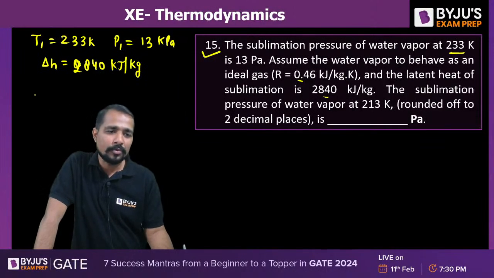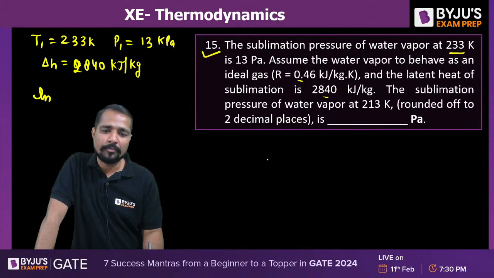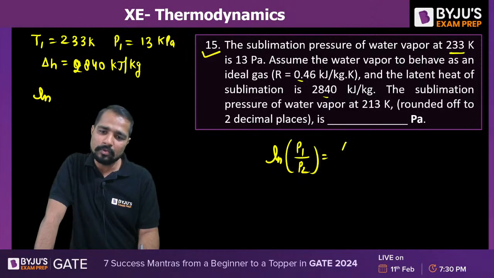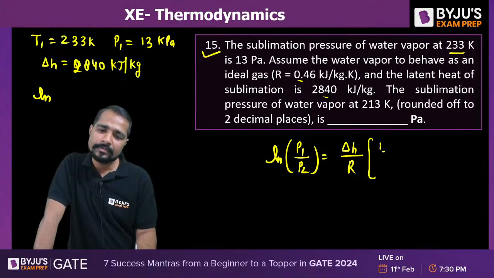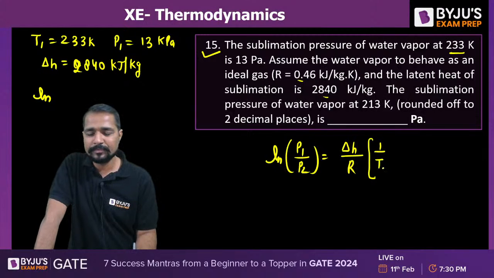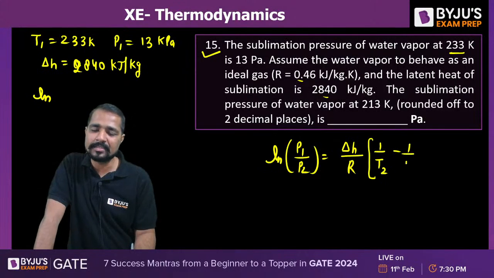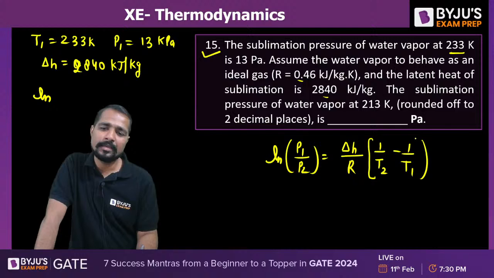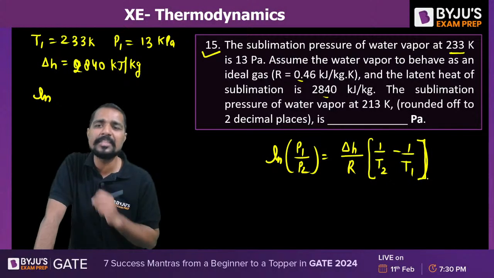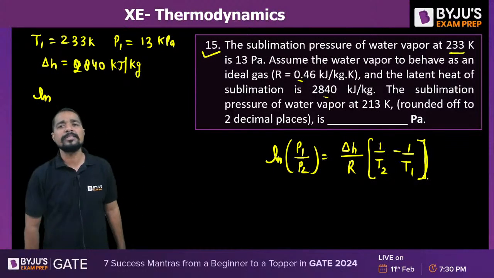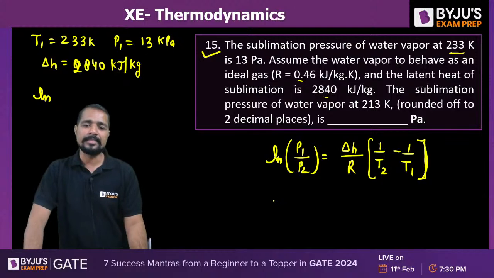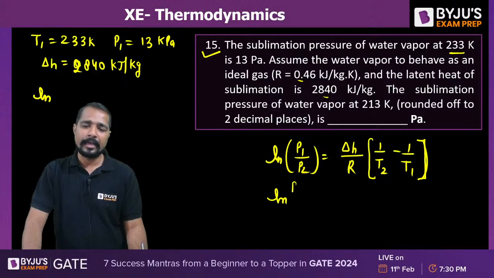Okay, so we know very well. From here we can write ln(P1/P2) equals change of enthalpy divided by R, times (1/T2 minus 1/T1). Is it or not? I think you are already aware of this formula. The Clausius-Clapeyron equation is there, my dear.